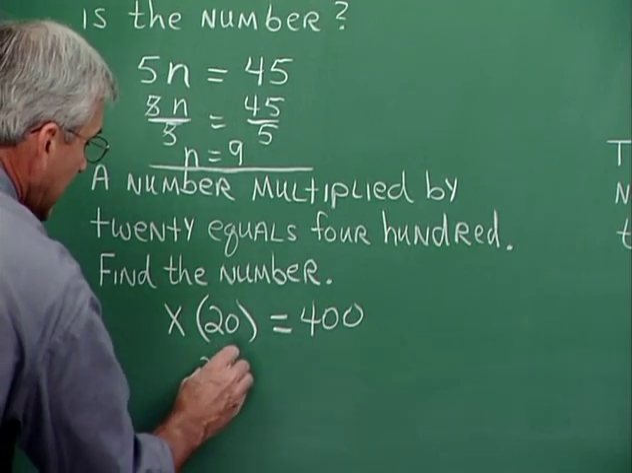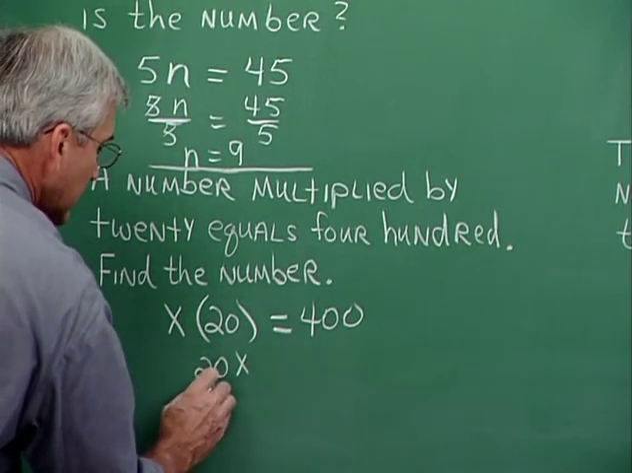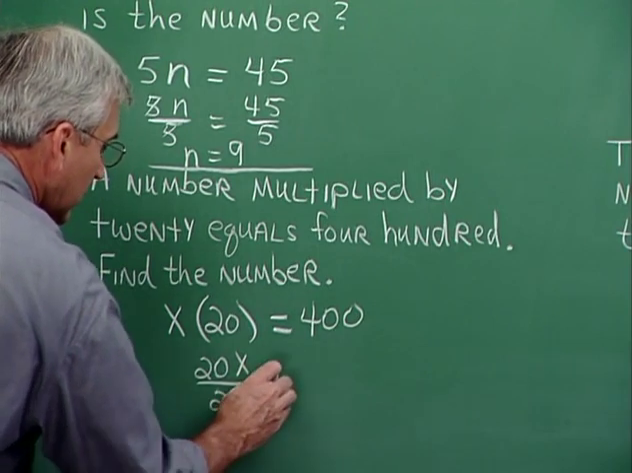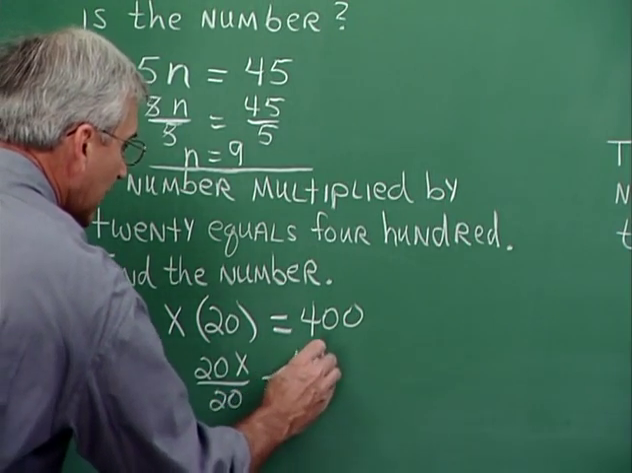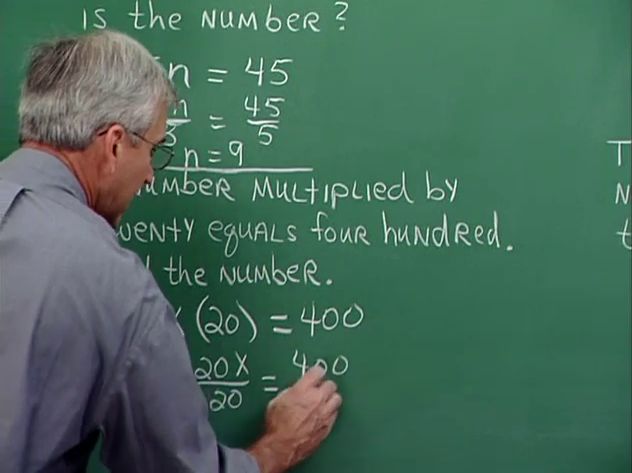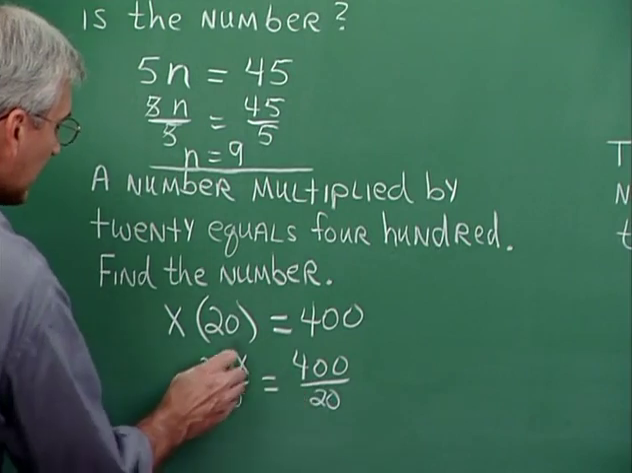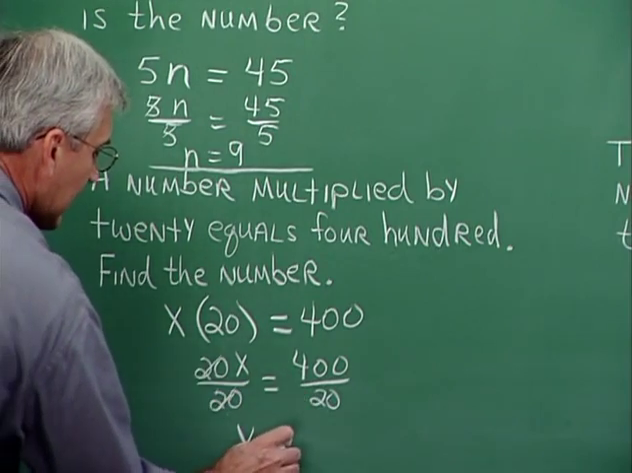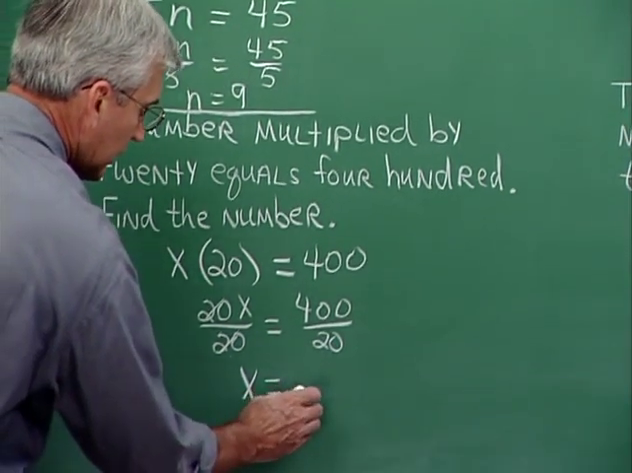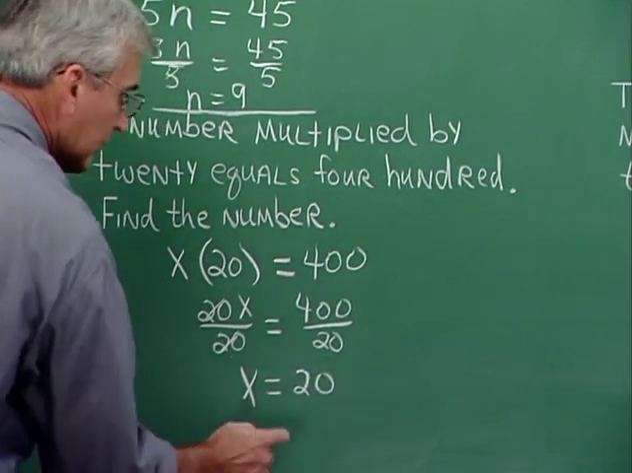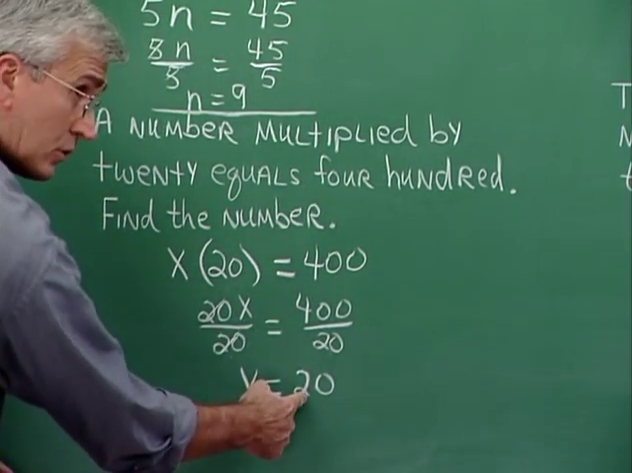That is, in the next step, I could write this as 20x and show the division of 20 in order to clear that 20 on the left side of the equation. But if I divide by 20 on the left, I have to divide by 20 on the right. Those go out, and we find x to be equal to 20. 20 into 400 goes 20 times.